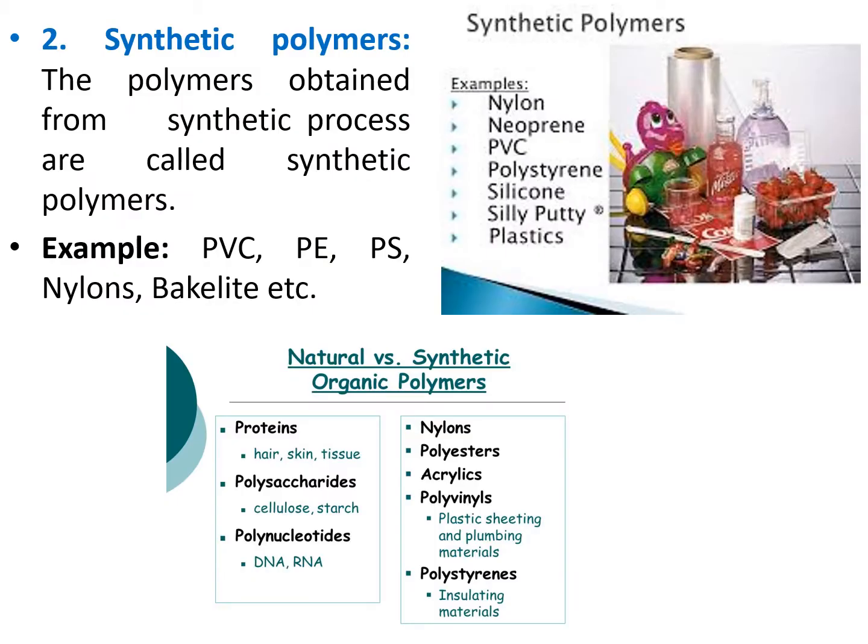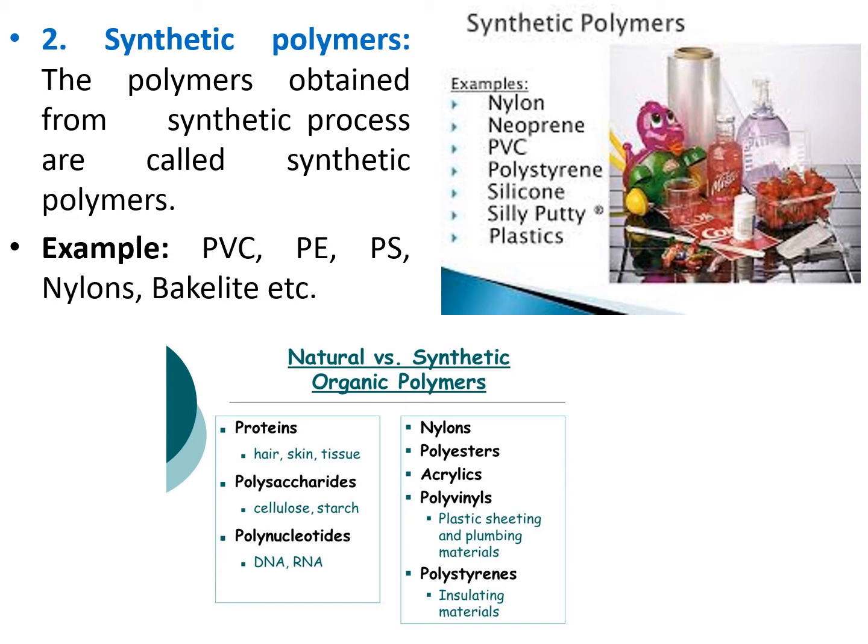The second one is synthetic polymers. These are polymers produced in laboratories. That means man-made polymers are all called synthetic polymers. Examples: polyvinyl chloride, polyethylene, polystyrene, nylon, bakelite. These are the synthetic polymers.